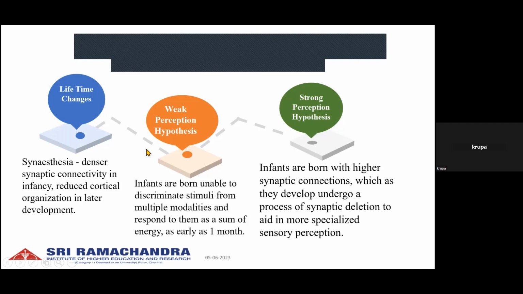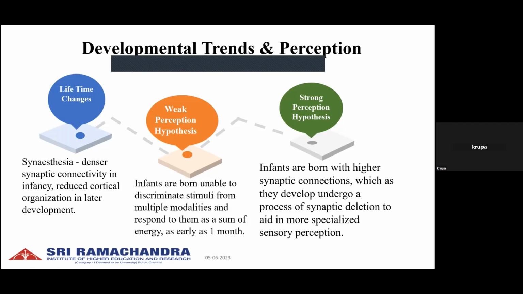And how does that happen? There are two ways of understanding it: one is the weak perception hypothesis and another is the strong perception hypothesis. The weak perception hypothesis puts forth the limitation that infants have in processing, which means that infants are born with a limited ability to process sensory stimuli exclusively, and they process it as a sum of energy, and cross-modal association is an innate ability of this limited processing.